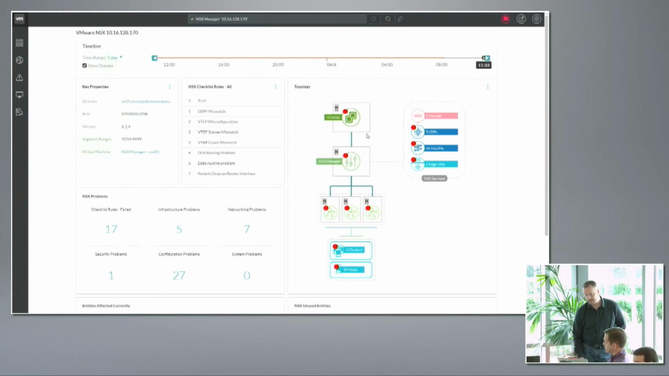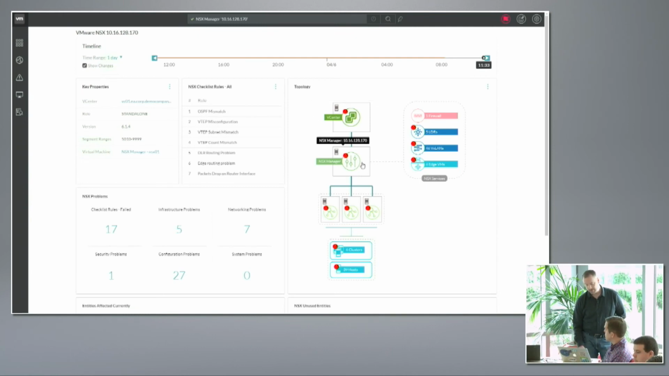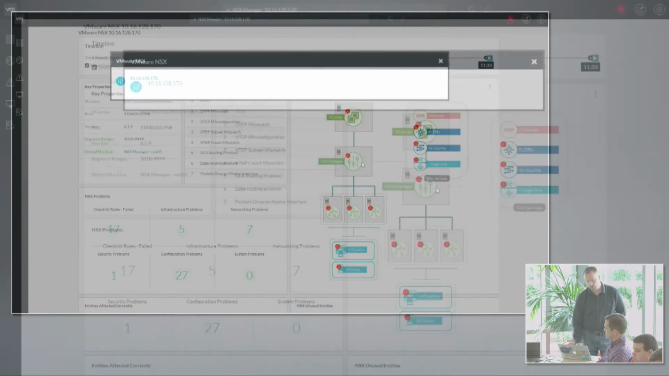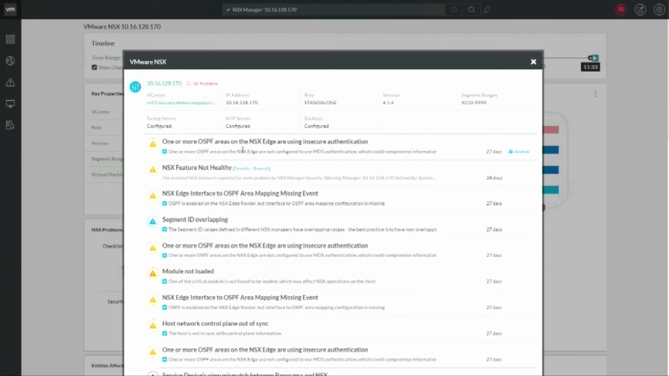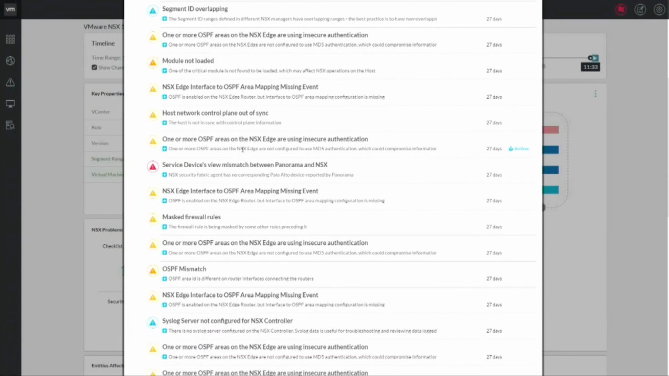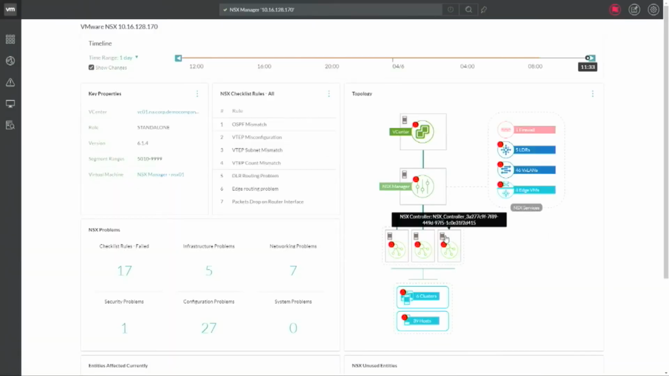But we can see here we have our topology view, we have our NSX Manager. I can click into any one of these and be presented with filtered information on changes and problems for this particular NSX construct, and I can continue to do so. Our goal here is giving you maximum visibility of your NSX topology to help you pinpoint exactly where the problems are, get up and running faster, and then maintain your environment much more efficiently.